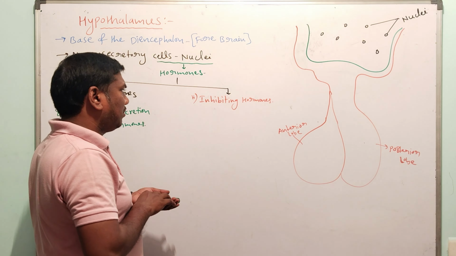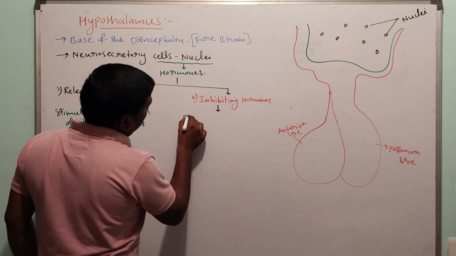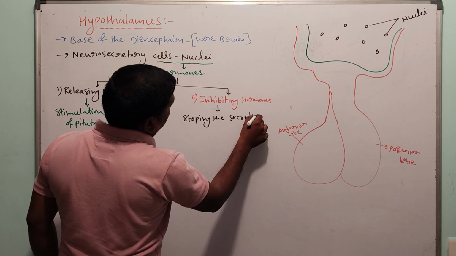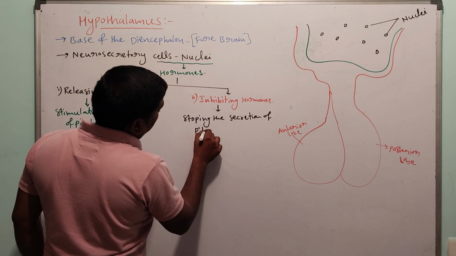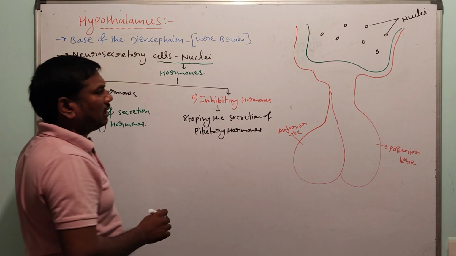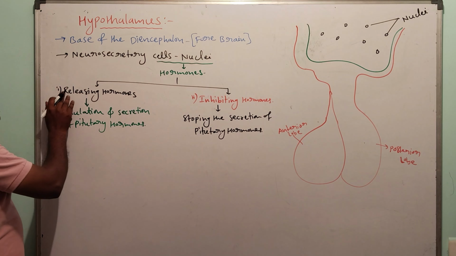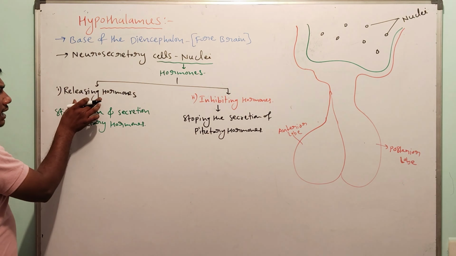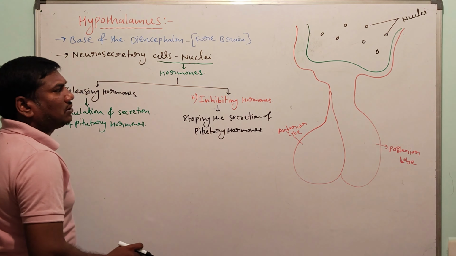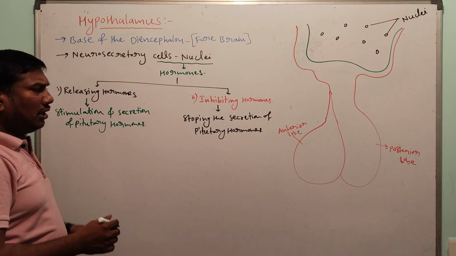Next one, the inhibiting hormones. Inhibiting hormones stop the secretion of pituitary hormones. So the hypothalamus releases two types of hormones: one is the releasing hormones, another one is the inhibiting hormones. The releasing hormone stimulates the pituitary gland, and the pituitary gland releases the hormones. The inhibiting hormone stops the secretion of the pituitary hormones.